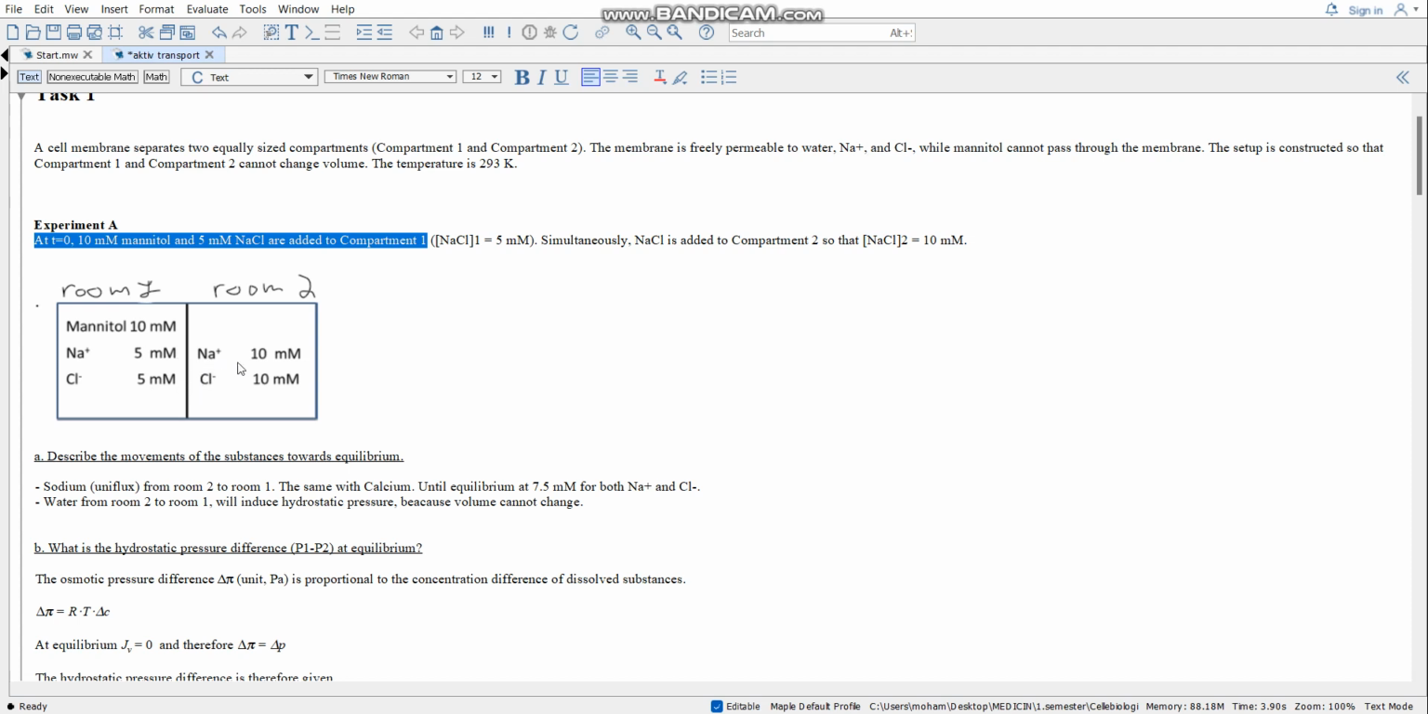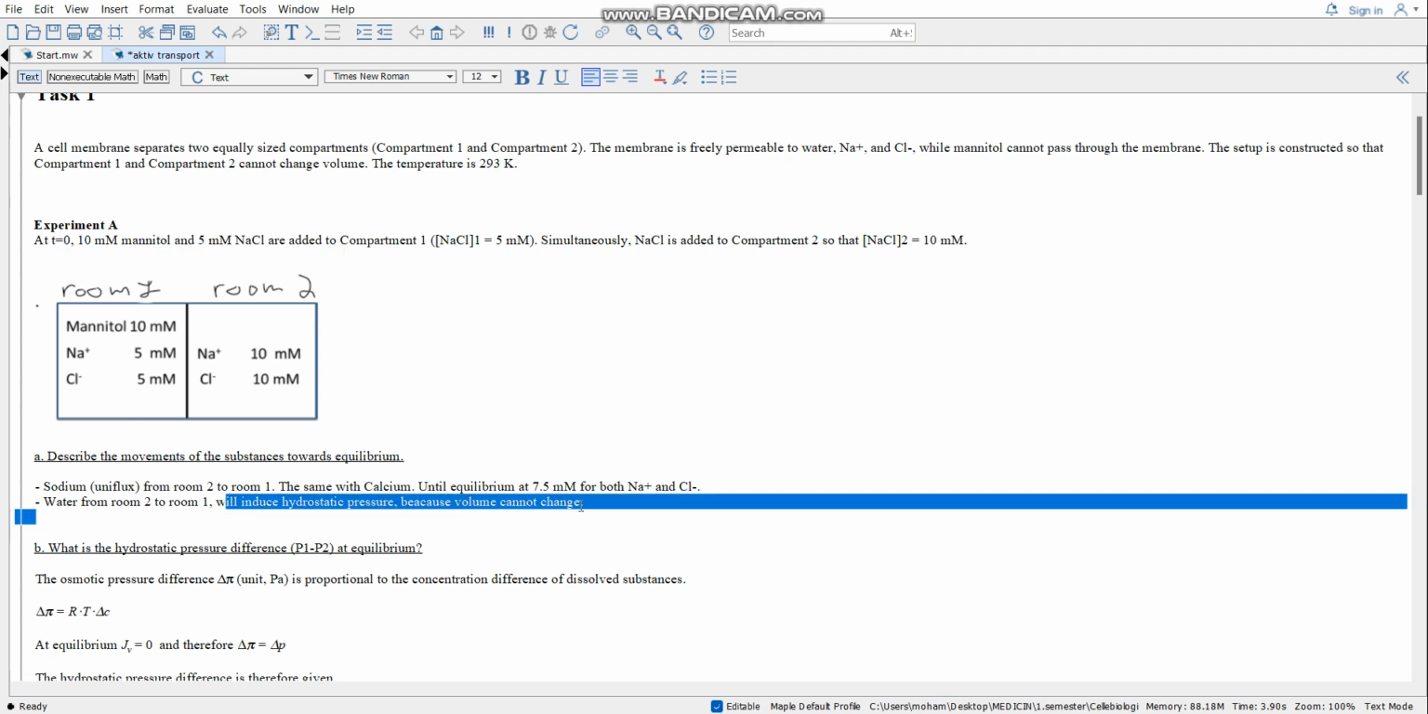Mannitol is impermeable for the membrane. So what we have to do here is look at the water instead. Right, remember, when we're talking about osmosis, water will always move from low osmolarity to high osmolarity. So in this case, where is the low osmolarity? Well, it is in room 2 here, right? And therefore, it will go from low osmolarity to high osmolarity, from room 2 to room 1. So water will move this direction, room 2 to room 1, and will induce hydrostatic pressure because the volume cannot change.